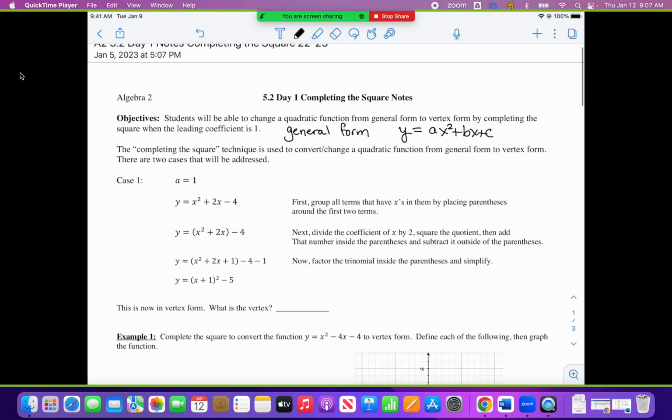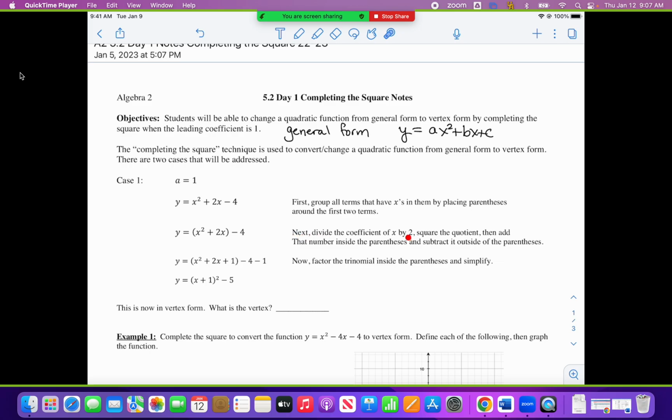So here we go. I have y equals x squared plus 2x minus 4. Do you see that a is 1? Everybody see that? A is 1. So first, group all the terms that have x's and place them in a parenthesis. I'm giving you a nice sample, and then we're going to do 2 together. So you group x squared and 2x.